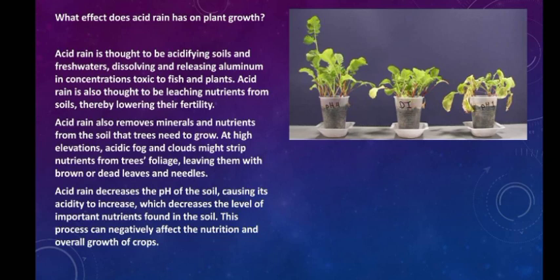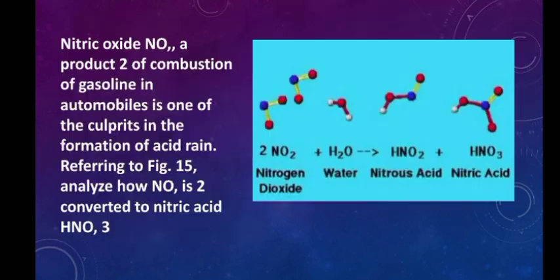At high elevation, acidic fog and clouds might strip nutrients from trees' foliage, leaving them with brown or dead leaves and needles. Acid rain decreases the pH of the soil, causing its acidity to increase, which decreases the level of important nutrients found in the soil. This process can negatively affect the nutrition and overall growth of crops.